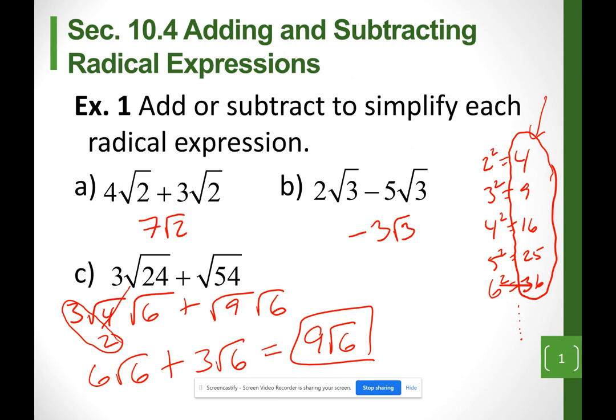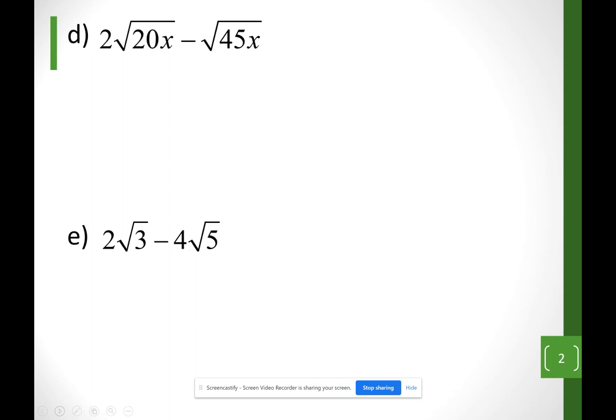Notice that when I simplified them, they had the same square root, the same radical. That's why I was able to combine them. Now, let's take a look at another example. Once again, let me remember my perfect squares. 2 squared is 4. 3 squared is 9. 4 squared is 16. And I know I can continue.